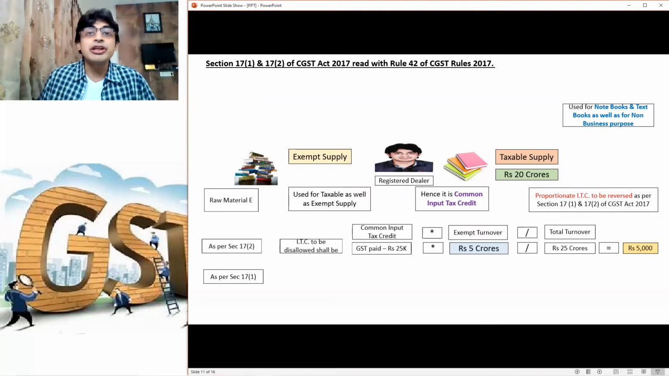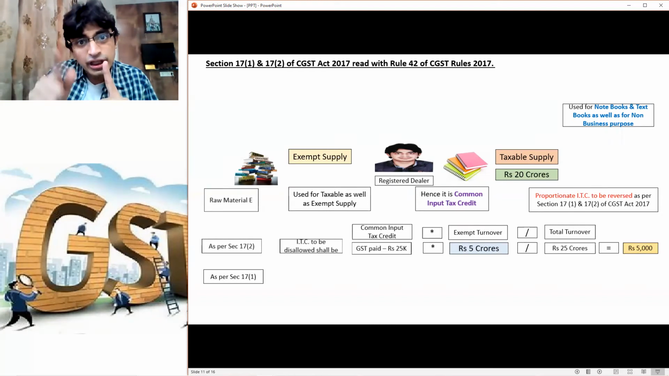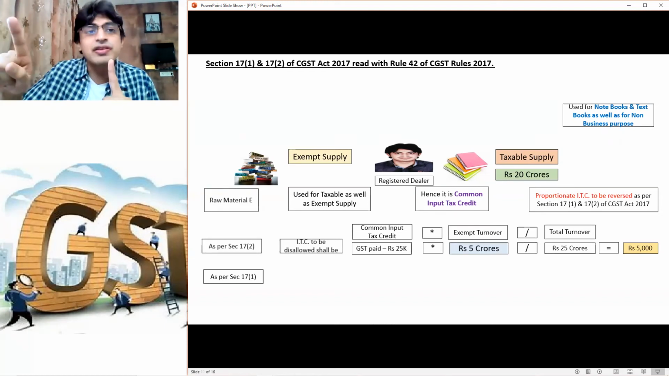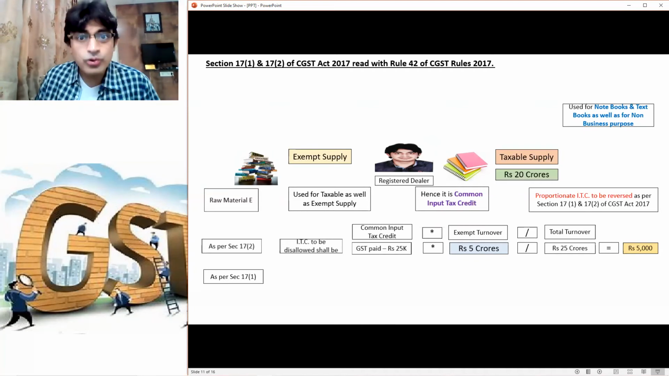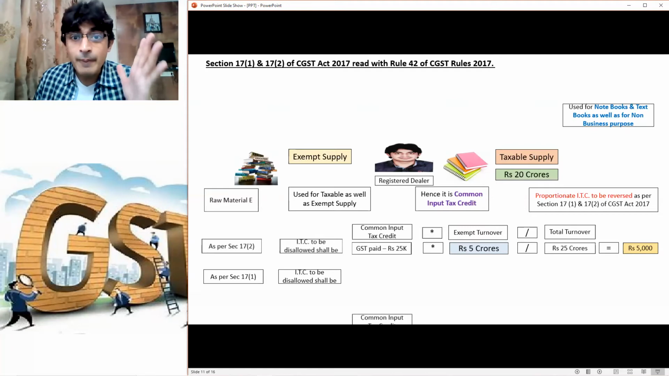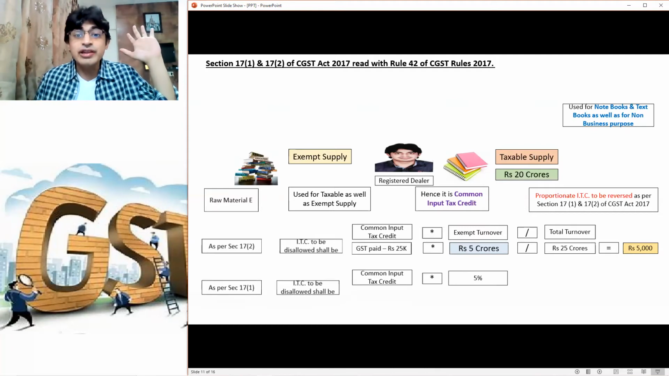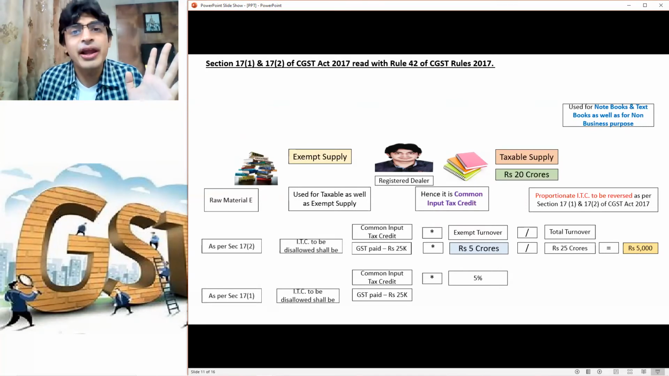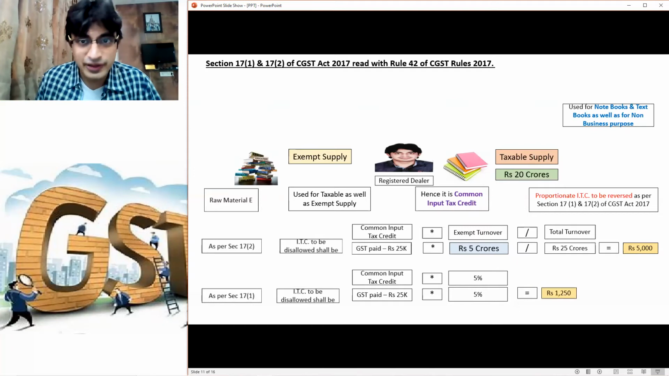And now as per 17(1), business and non-business. What did I tell you? If your inputs are used for business as well as non-business purpose, you cannot claim in full. A certain proportion is disallowed. How much? Common ITC का 5% shall be disallowed. So what is your common ITC? Again, same 25,000 into 5%. Rupees 1,250 shall be disallowed.